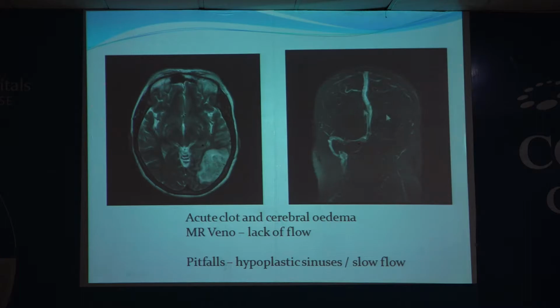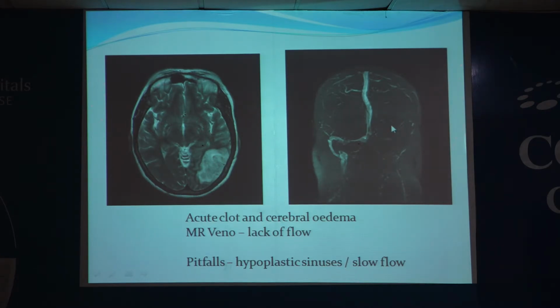And of course MRI can easily identify it. So this is a left temporo-occipital lobe showing the affected area. The corresponding venogram shows absence of flow in the transverse sinus, sigmoid sinus and the IJV, that indicates occlusion.